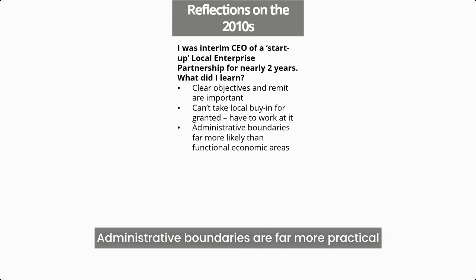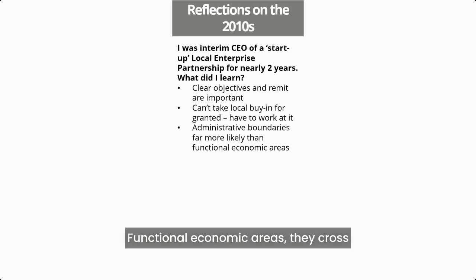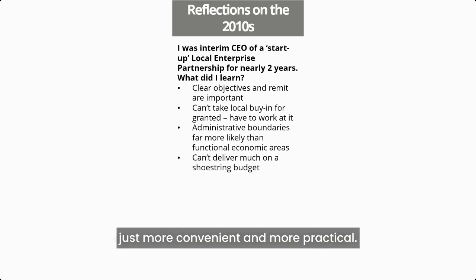Administrative boundaries are far more practical than functional economic area boundaries. Functional economic areas, they cross local authority and government boundaries. We created in our local enterprise partnership a patchwork of local areas that didn't make a lot of administrative sense in the end. And I just think administrative boundaries are just more convenient and more practical.